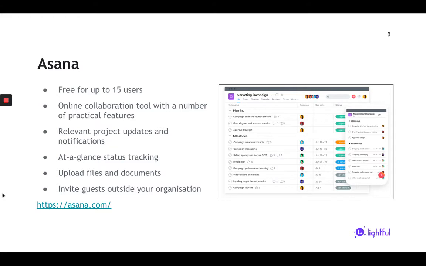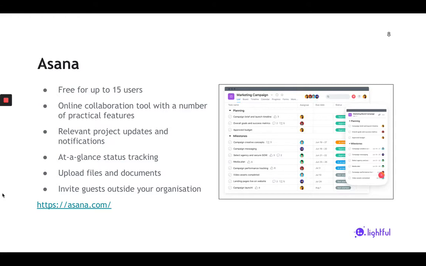So on the communication front, Asana only sends relevant updates to team members. This means that you and your team are not inundated with information that is not relevant to their part of the project. Additionally, it offers at-a-glance status tracking, which means that you don't actually have to send or receive emails to know exactly where you are with the project. So as you can see with the diagram on the right, it actually has a status column that clearly shows where each individual is with their part of the project.